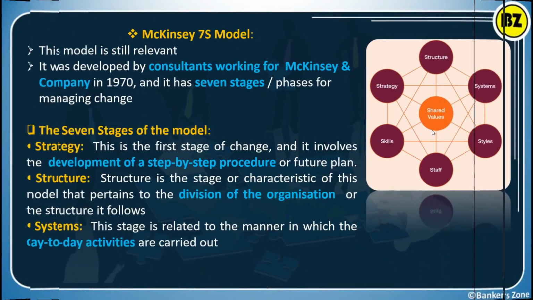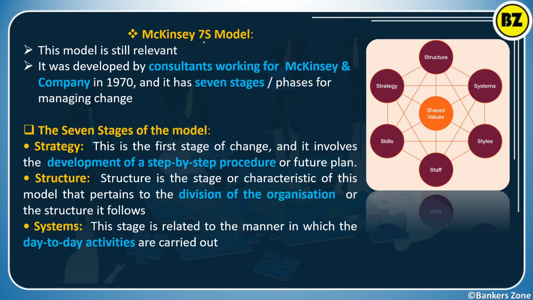Now next, the model we have to discuss is McKinsey's 7S model. Okay, McKinsey's 7S model. So what are the 7S? Structure, you can see structure, right? Then we have systems, style, staff, skill and strategy. These are the 7S, right? Including shared values. So this is McKinsey's 7S model. Now see, this model is still relevant. It was developed by the consultants who were working for McKinsey and Company in 1970.